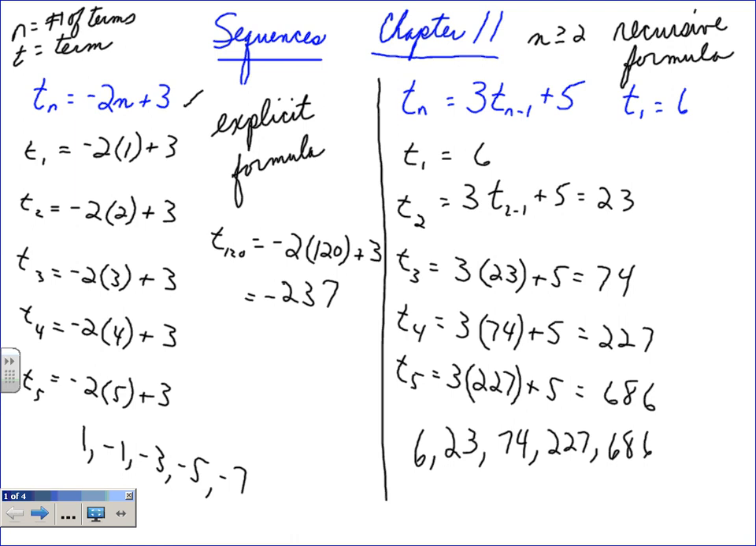N would be whatever number term that is. T is the term. And I guess we can say that t sub n minus 1, and I think Alex had said that, is the previous term, whatever that might be. Okay. That is a sequence. Any questions on that? All right.